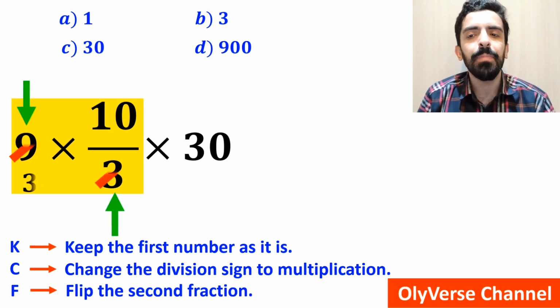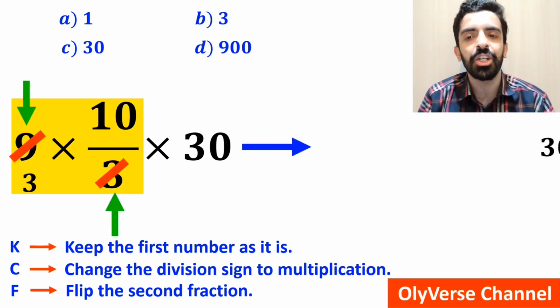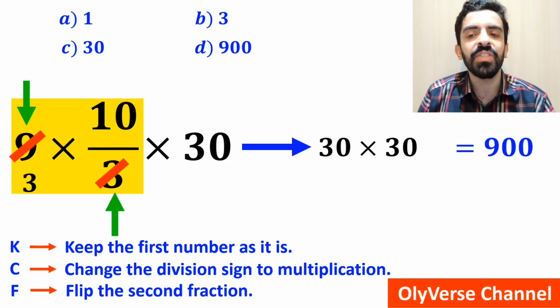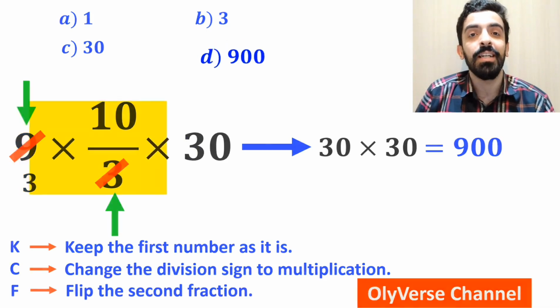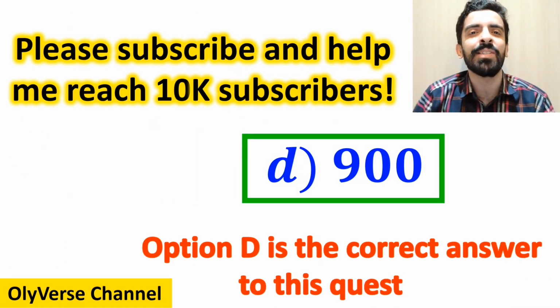Now, we can easily simplify the number 9 with the 3 in the denominator, and instead of this expression, we can write 30 multiplied by 30, which finally gives us the answer 900. That's great. Option D is the correct answer to this question.